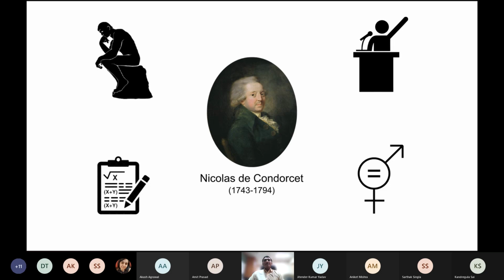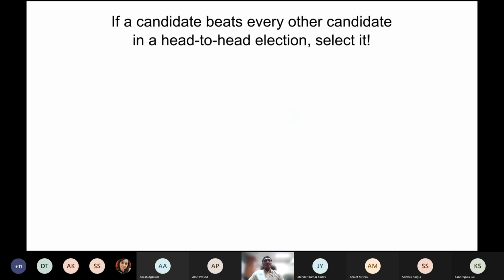But for us, the most relevant of Condorcet's contributions will be this property called the Condorcet criterion, which says that if there exists a candidate that beats every other candidate in a head-to-head election, that candidate should be selected. It is a principle that a voting rule should follow. So let's look at an example.